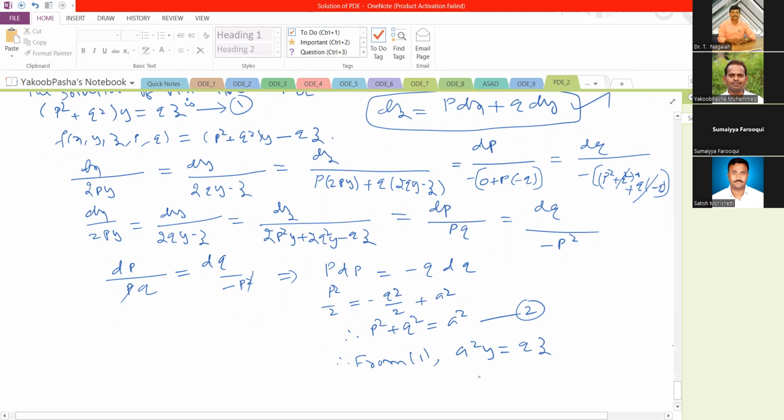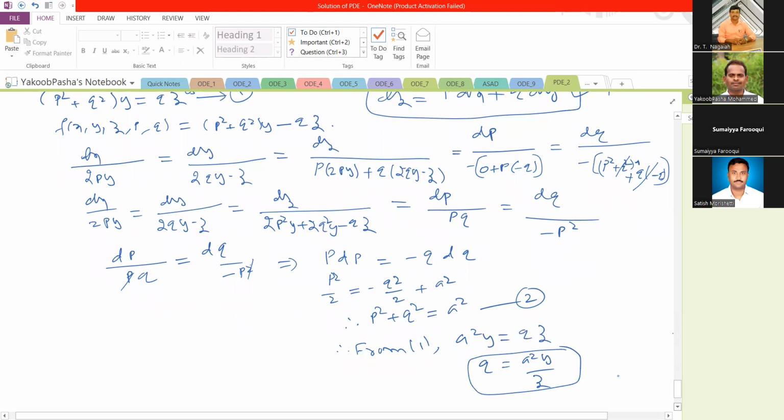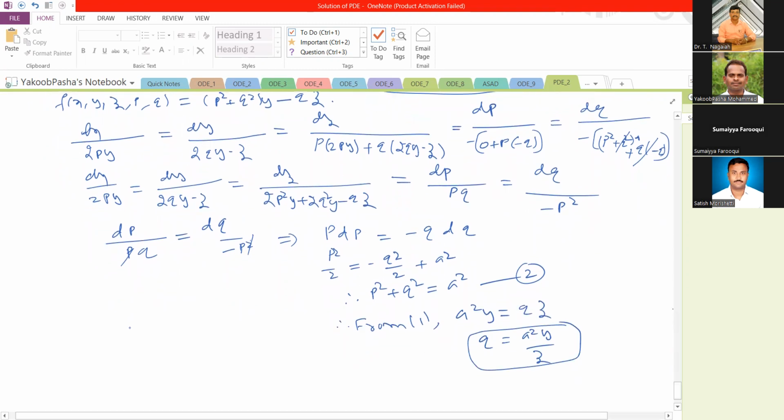So from this we can write q is equal to a square y by z. Take this q value and substitute it in equation 2 to find the p value from equation 2. p square as this, q square is nothing but a power 4 y square by z square, is equal to a square.